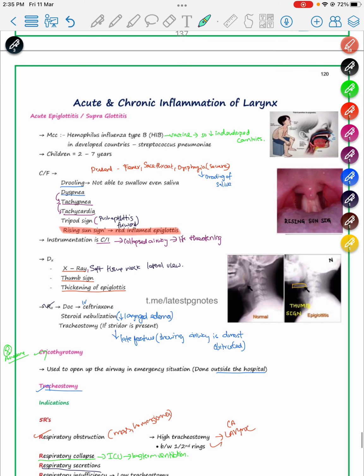Then instrumentation is definitely contraindicated, as it is life threatening, as it will cause closure of the larynx.